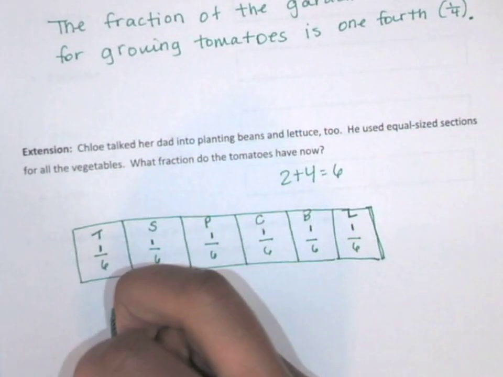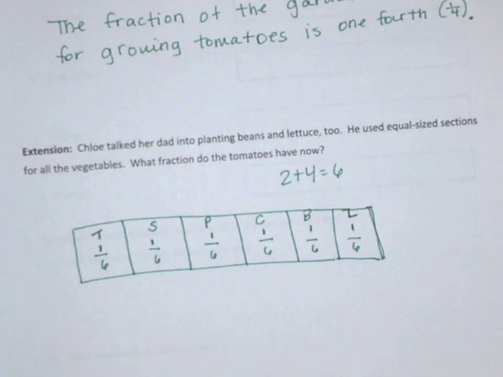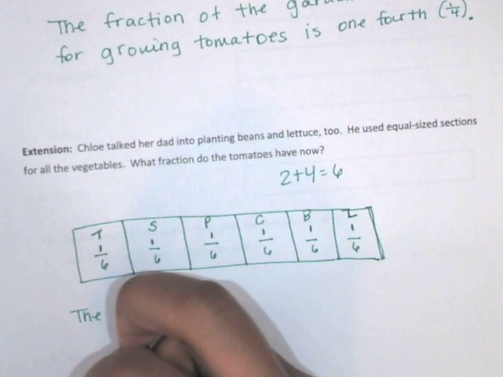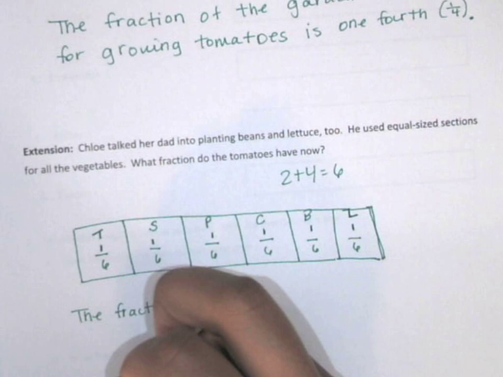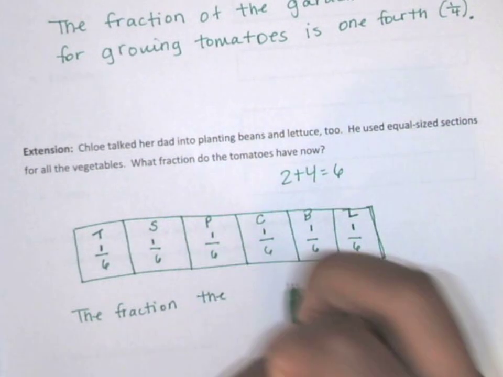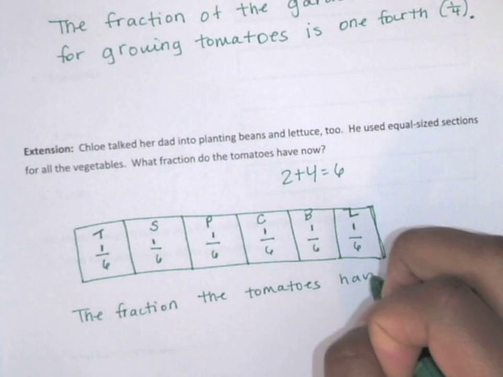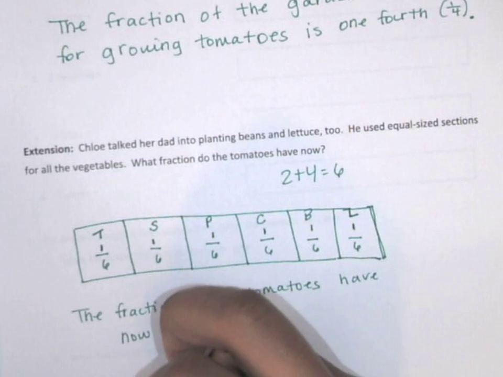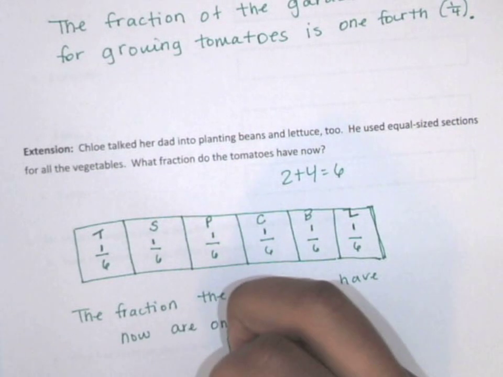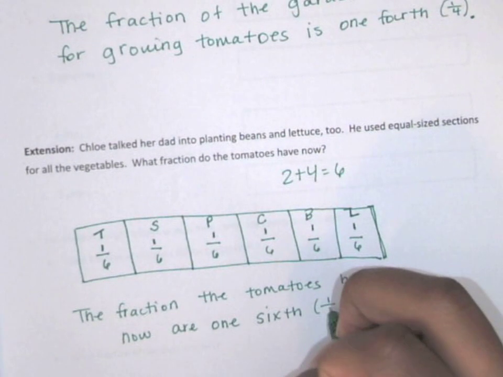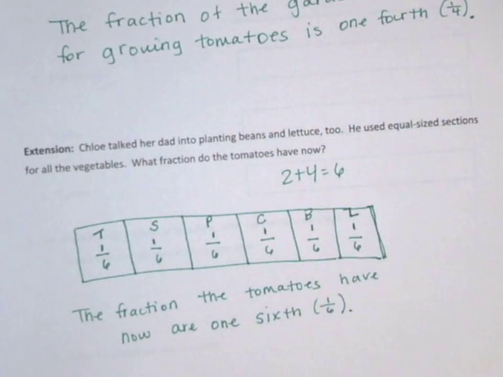So, to answer your question, go ahead and write your sentence. Pause the video and I'm going to write mine. The fraction the tomatoes have now is 1/6, or you can write your fraction in numerical form in parentheses. Okay.